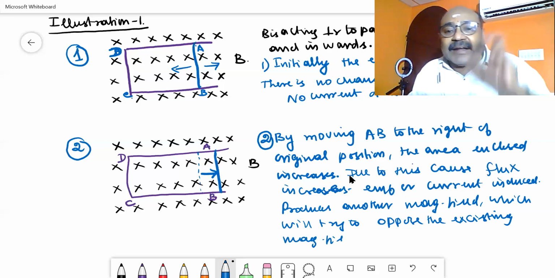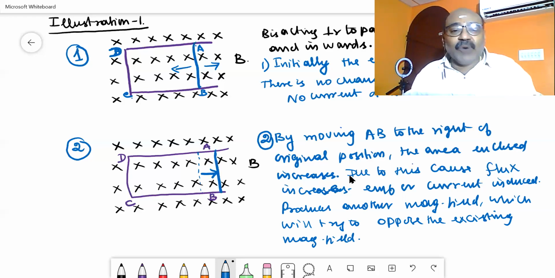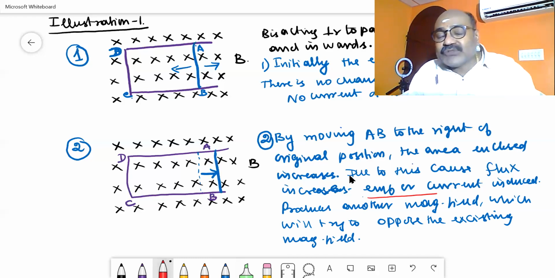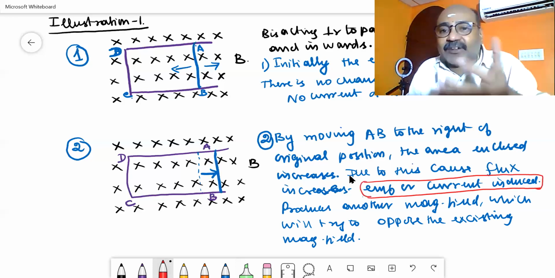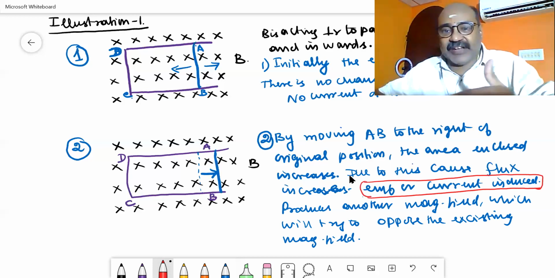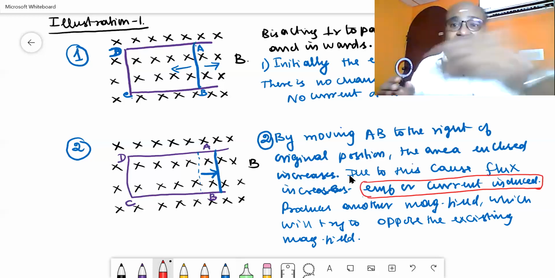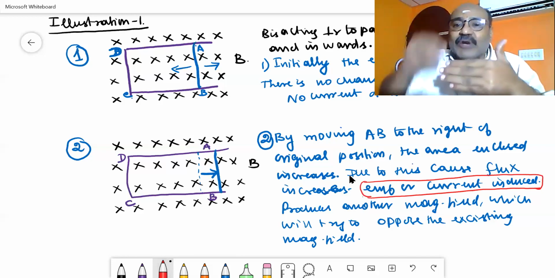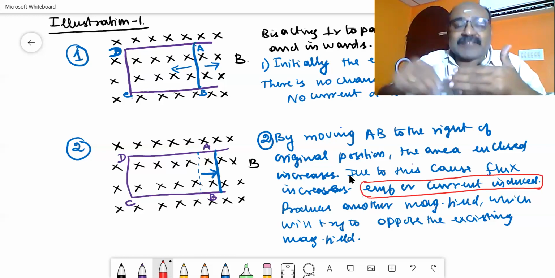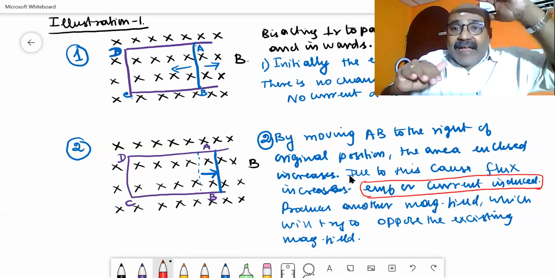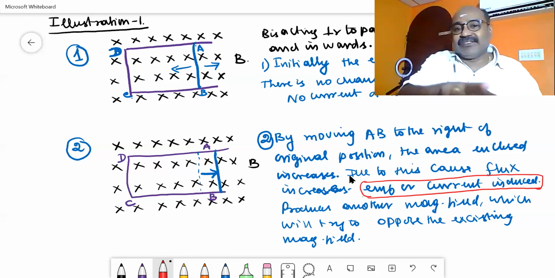So a magnetic field is developed due to what? Due to this EMF or the current induced. That EMF or the current induced, according to Lenz's law, acts in the opposite direction to the direction in which the flux changes. So the flux is increasing, but the current induced or the EMF induced will try to produce another magnetic field or flux, which will be trying to decrease the change.